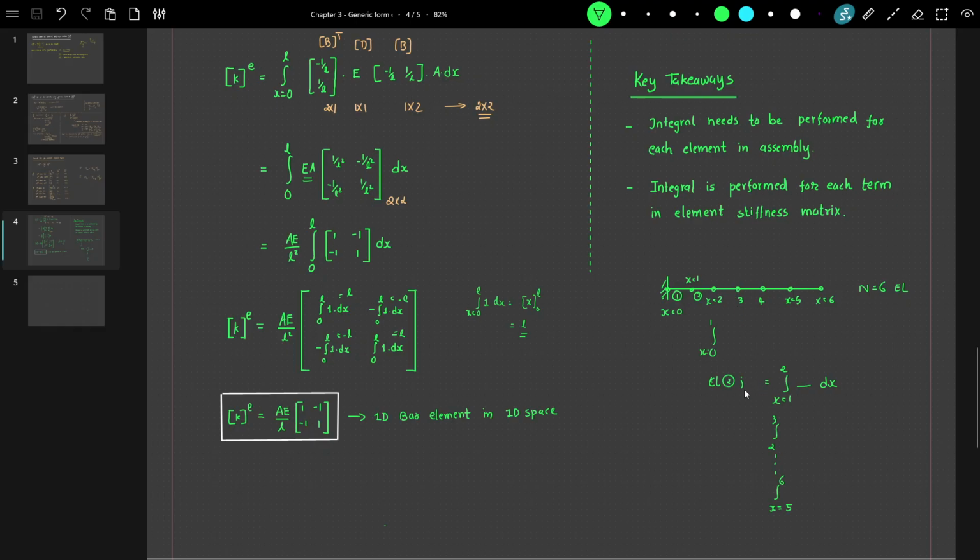Apart from that, L is not always going to be the same. The length of each element may not be the same. For these elements it may be L1, L2, and so on, up to L5. So the important point here is how complex the calculation of the stiffness matrix for each element is, given a large assembly of elements, because the limits are changing, the terms are changing, and the coordinates are changing. That is the main and important point.